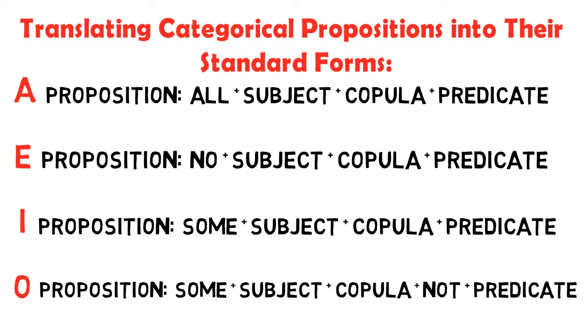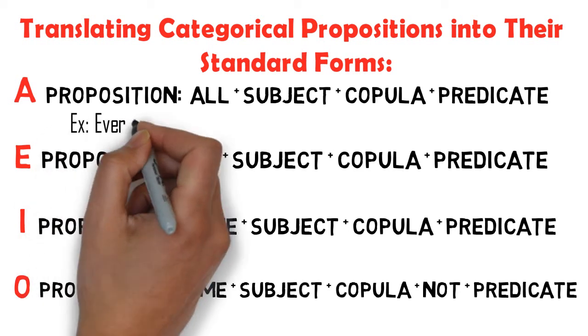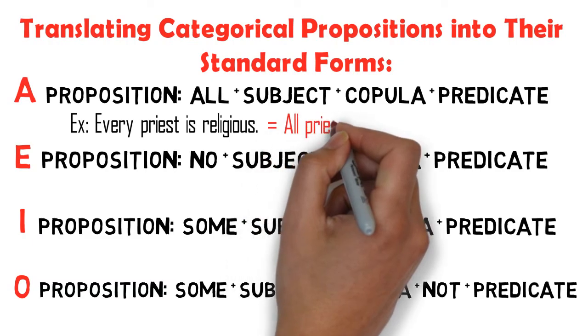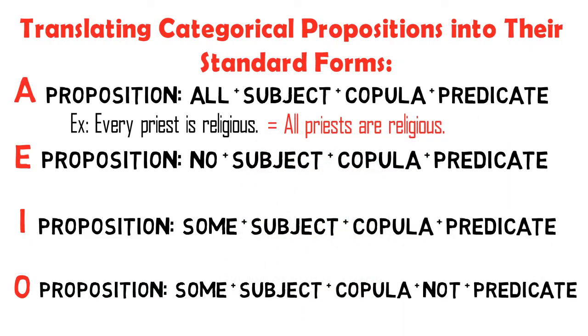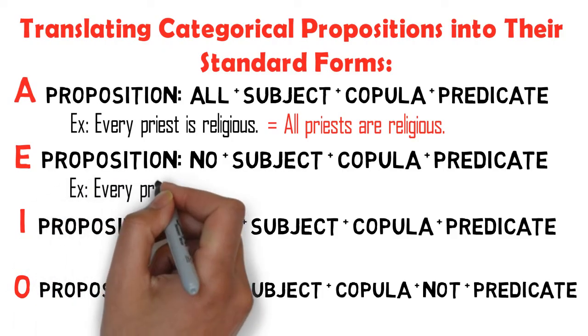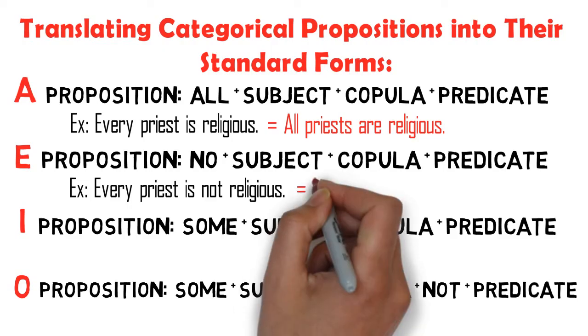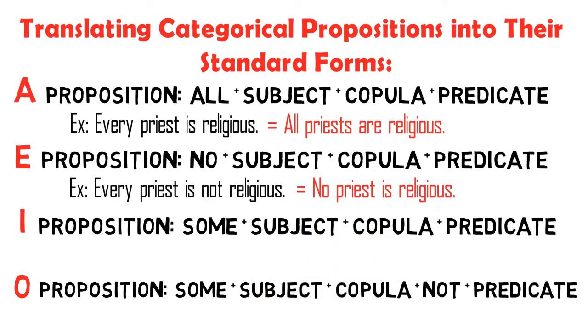Now, let me give you some examples. A proposition: every priest is religious. Standard form: all priests are religious. E proposition: every priest is not religious. Standard form: no priest is religious.